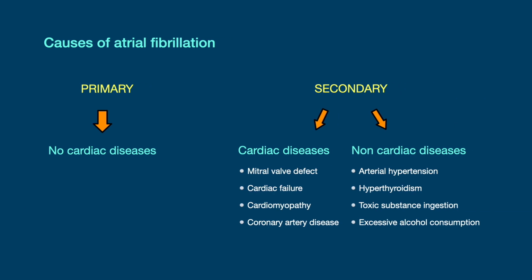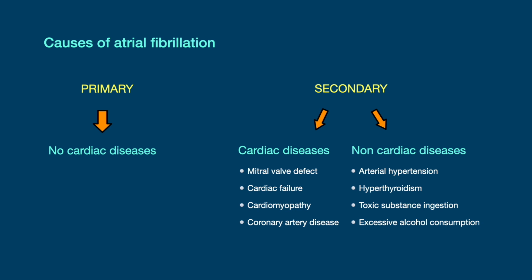A distinction is made between primary or idiopathic and secondary atrial fibrillation. Idiopathic atrial fibrillation describes atrial fibrillation in individuals without any other cardiac diseases and accounts for about 15 to 30% of AF cases. Secondary atrial fibrillation is caused by an underlying disease that may be cardiac or non-cardiac in nature. The most common cardiac cause of atrial fibrillation is a mitral valve defect. Other possible cardiac causes include advanced cardiac insufficiency, coronary artery disease, or myocardial infarction.